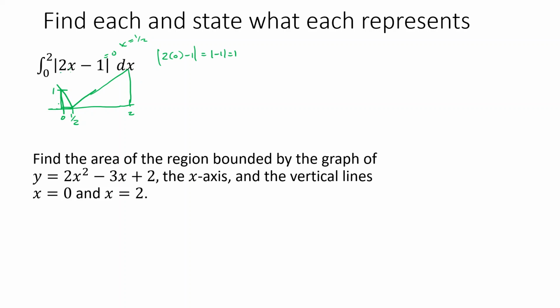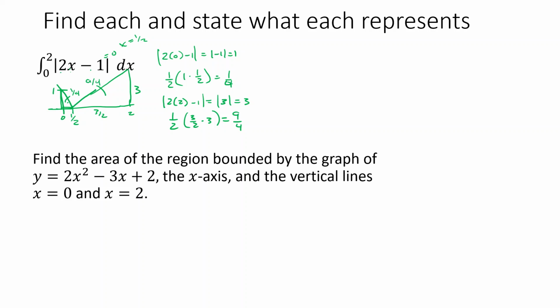The width here is 1/2. So the area for this triangle is 1 times 1/2, and it's half of that, because it is a triangle. So the area of that triangle is 1/4. This length here from 1/2 to 2 is 3/2. If we plug in 2 here, the absolute value of 2 times 2 minus 1, so that's 4 minus 1, is 3. The absolute value of 3 is 3, so this height here is 3. So the area of that triangle is 1/2 of 3/2 times 3. So we get 9/4 for this one.